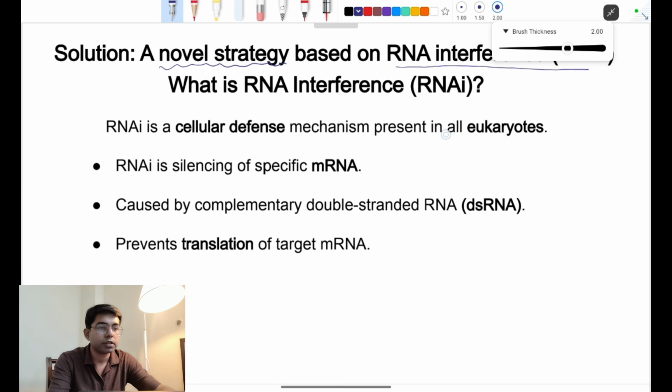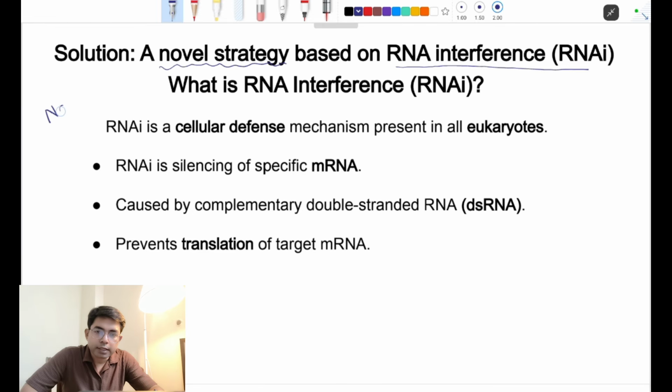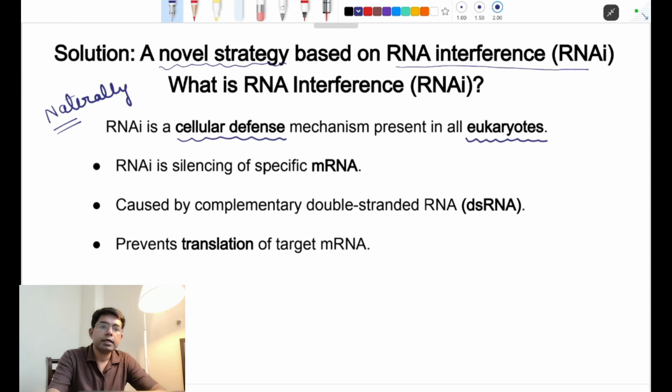Now the question comes, what is RNA interference? RNA interference exists naturally in nature. Where does it exist? In eukaryotes, as a method of cellular defense. Remember, it is not found in prokaryotes; it is found in eukaryotes, for cellular defense. Then, what does RNA interference target? It targets specific mRNA.